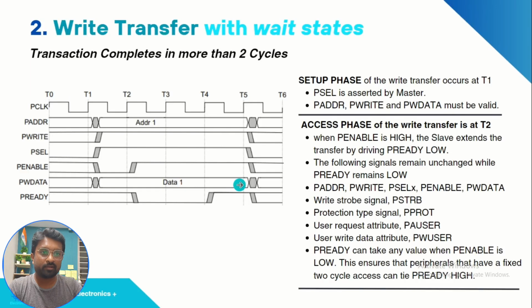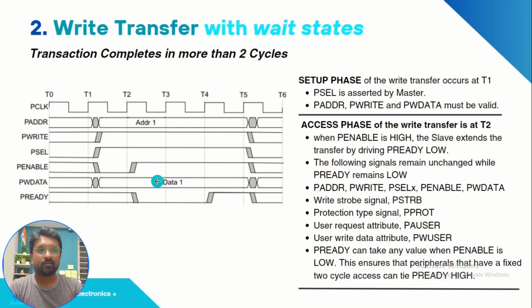Here, the only difference is that you can see PSEL is 1 over here. This is the setup phase. When PSEL is 1 and in the next cycle PENABLE is also 1, it means this is the access phase. And the master is expecting PREADY to be 1, but PREADY is not 1 over here. It is trying to capture at T3, but here PREADY is 0. It is trying to capture at T4, and here also it is 0. It is inserting 2 wait cycles here.